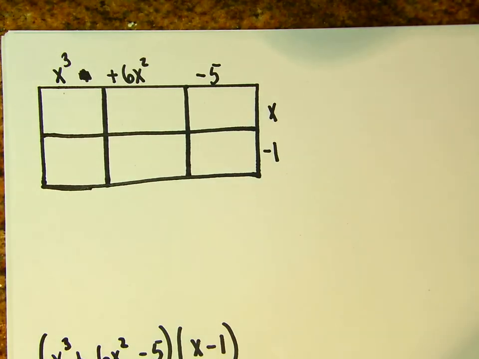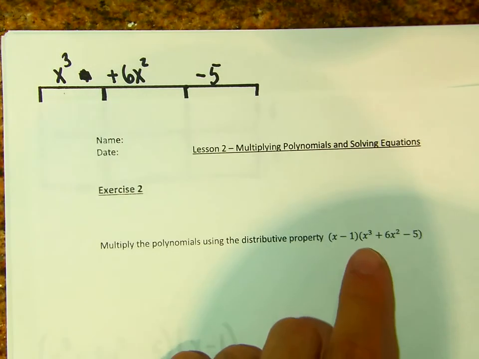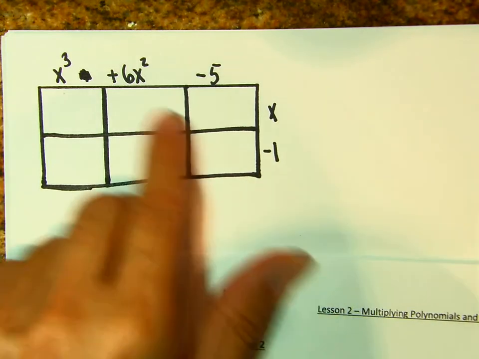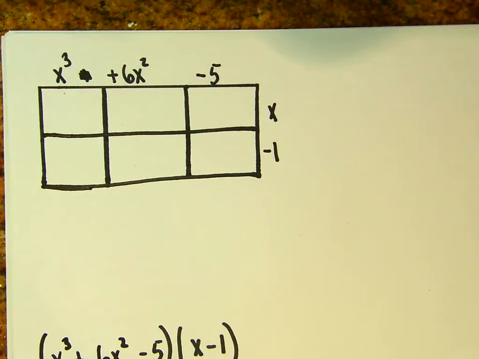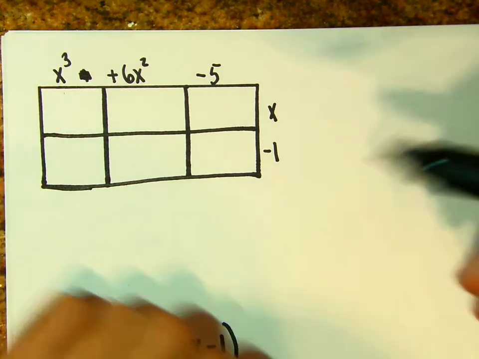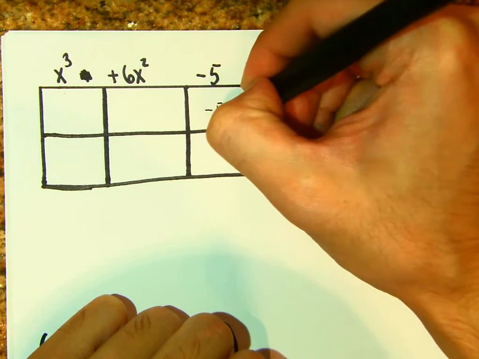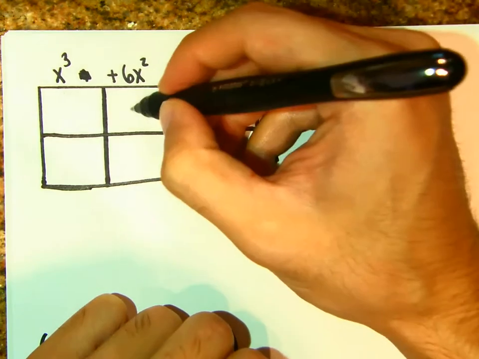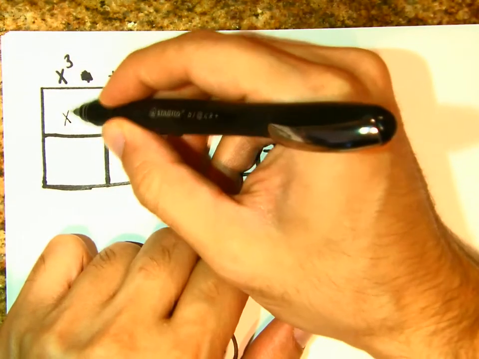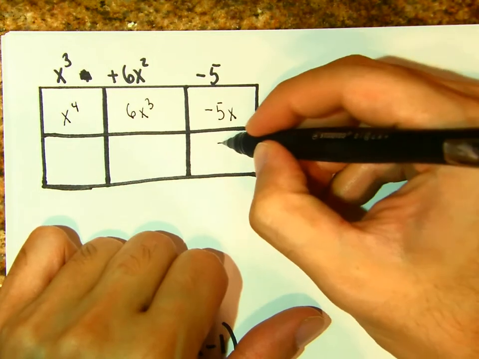So notice that here, what's my setup? I just put the x cubed plus 6x squared minus 5 like this, and the x minus 1 over here. And notice how I'm consistent with my signs. So how do we do this? Negative 5 times x is negative 5x. 6x squared times x is 6x cubed. x cubed times x is x to the 4th. Negative 5 times negative 1 is positive 5.